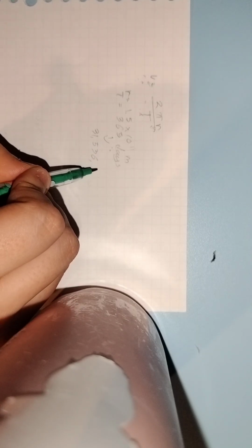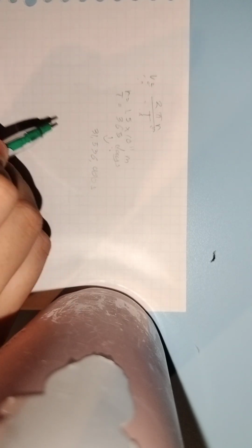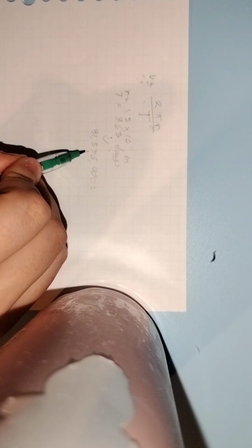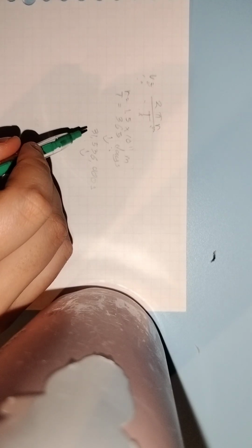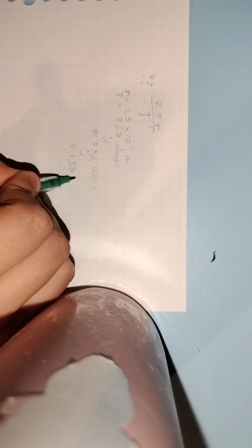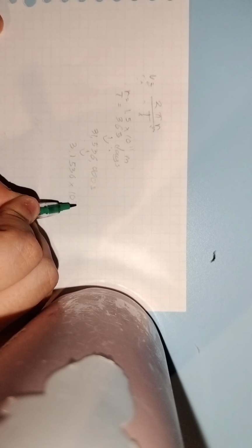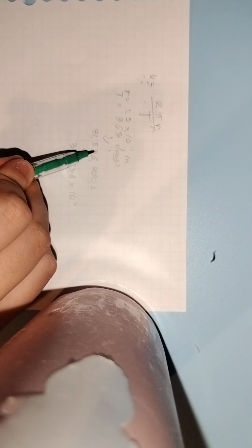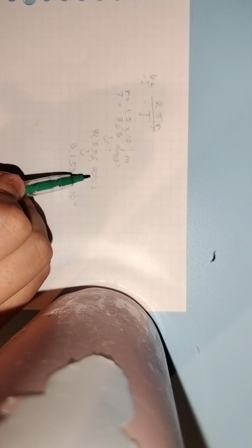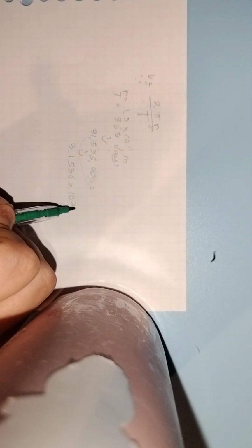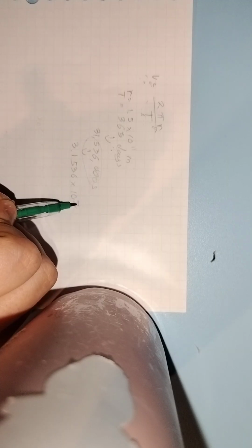Okay, so 365 days converted to seconds is 31,536,000 seconds. Okay, but since this is a really long number, let's just convert this again to 3.1536 times 10 to the power of 7. Since we have around 1, 2, 3, 4, 5, 6, 7 numbers that we don't want, we put this into the exponent here. So this is times 10 to the power of 7.